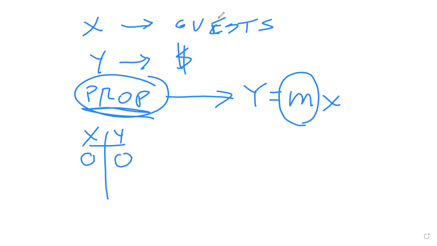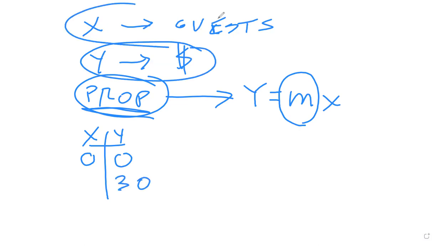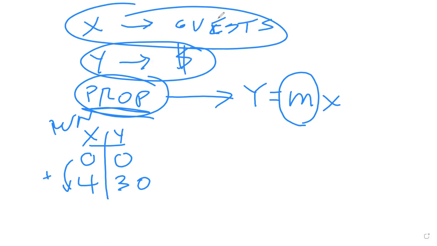Now, another piece we can add is this. It says it costs $30, and Y was the money. So $30 for Y for 4 guests, where X was the guests. That gives me another bit of information, and that's enough to get the slope. On the X side, the run, that's +4. And on the rise side, that's a jump of 30. So what we get is a slope of rise 30, run 4.